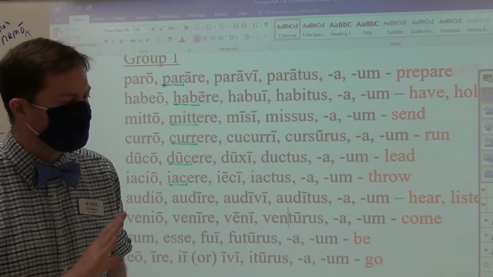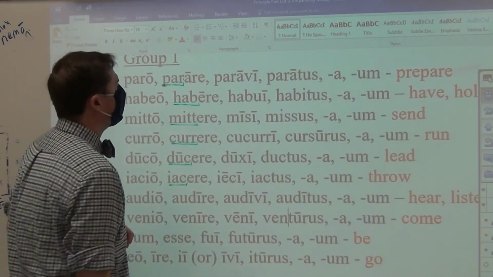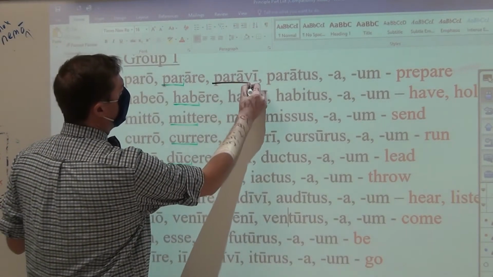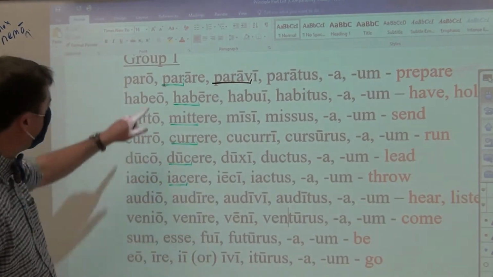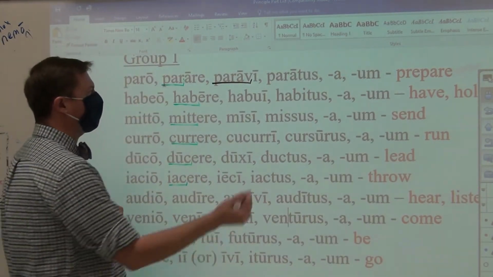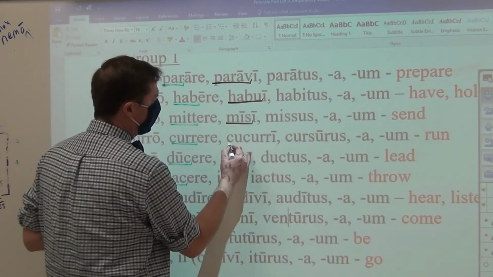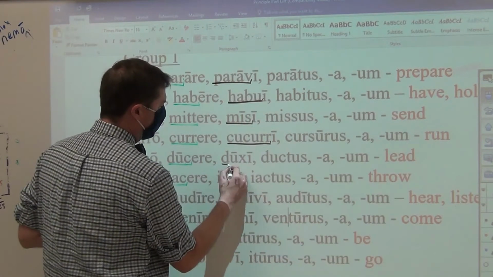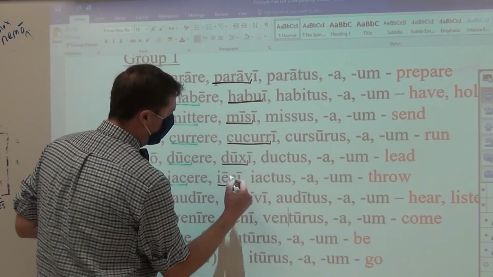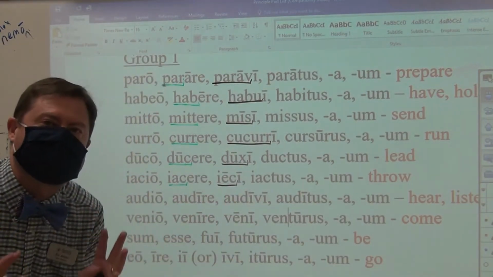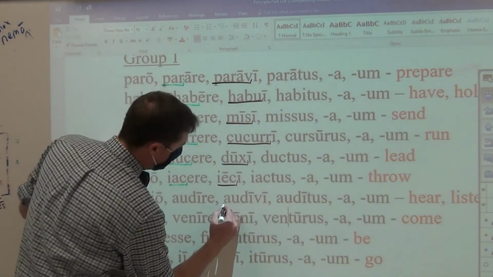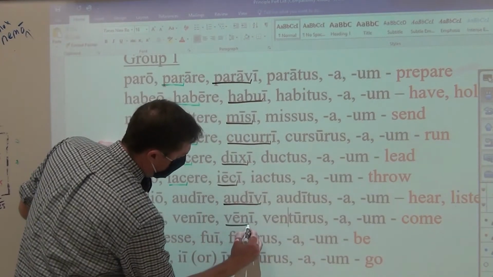Perfect. Okay. So it's everything except for the long I, which is the ending, just like the O is the ending. Everything except for the long I. The long I is not a part of the stem, the perfect stem. Everything except for the long I.